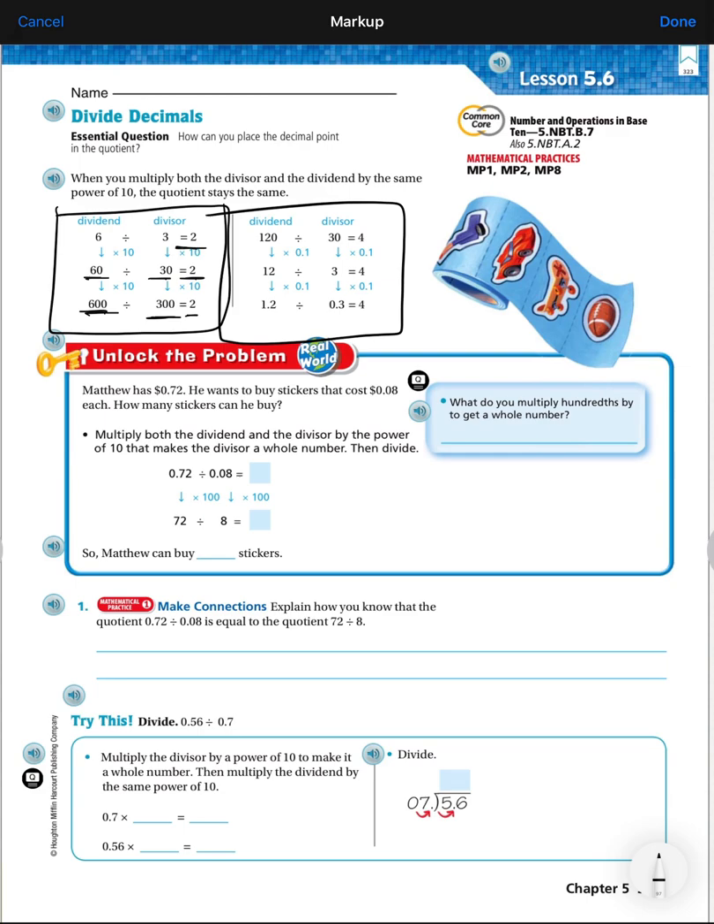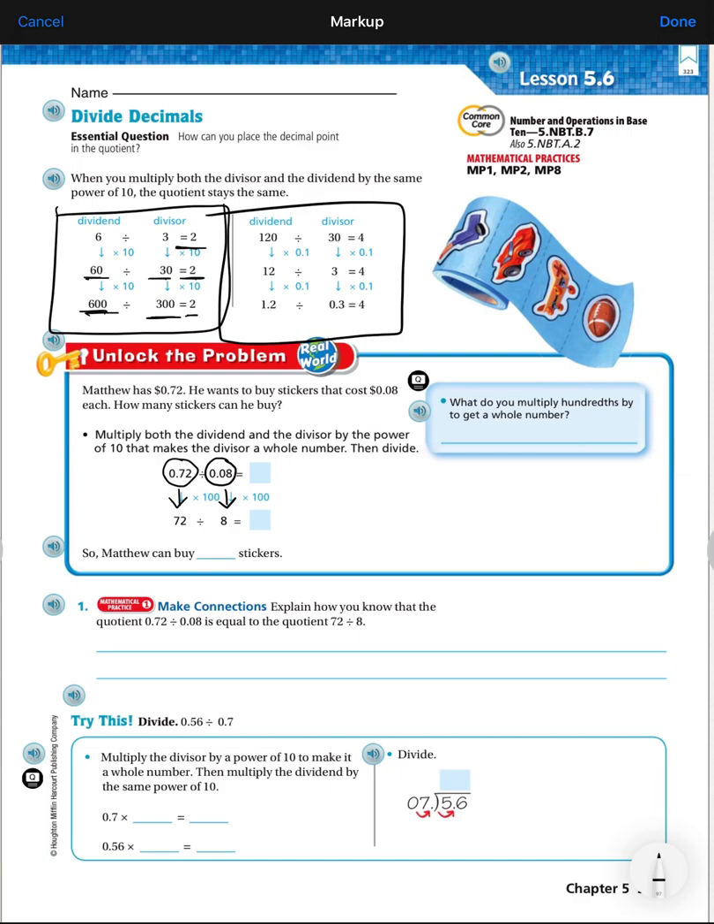So we're going to be at the part where it says unlock the problem. Matthew has 72 cents. He wants to buy stickers that cost 8 cents each. How many stickers can he buy? It says to multiply both the dividend and the divisor by the power of 10 that makes the divisor a whole number, then divide. So they've taken 0.72 and changed it to 72 because that's how much money he has. Each sticker costs 8 cents, and they've made that a whole number, which is just 8. So we have 72 divided by 8.